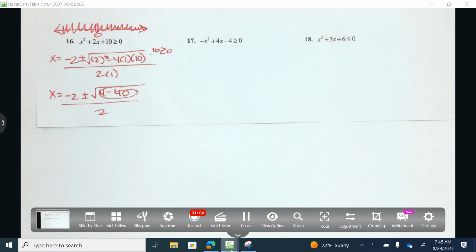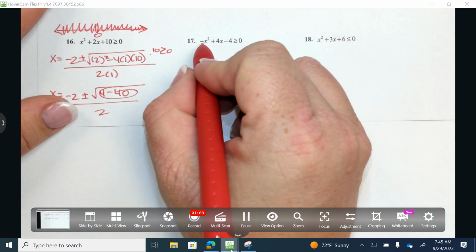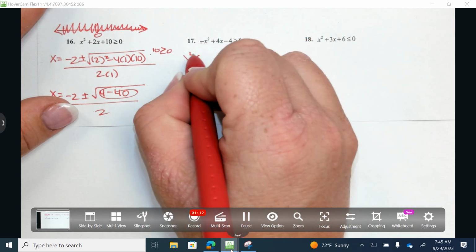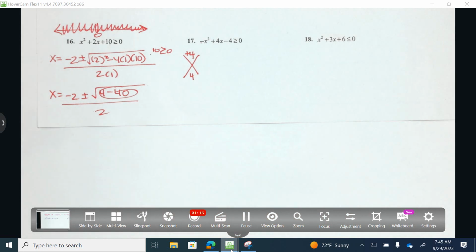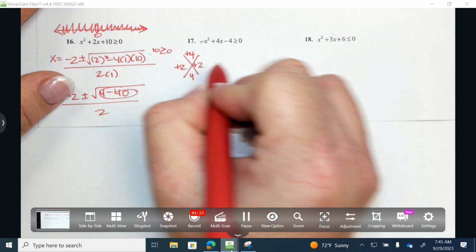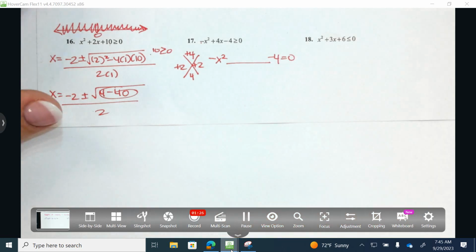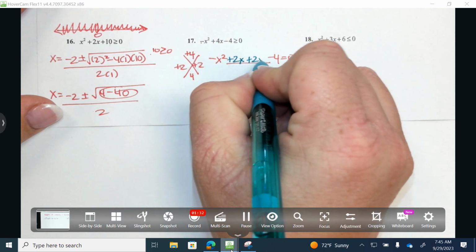Let's look at number 17. Number 17 here, I'm going to start by seeing if I can factor this. So -1 times -4 is +4. So what multiplies to give us a +4 and combines to give us a +4? That's going to be a 2 and a 2. So I have this going on like this. And remember, I'm setting equal to 0 in order to identify what the critical numbers are.